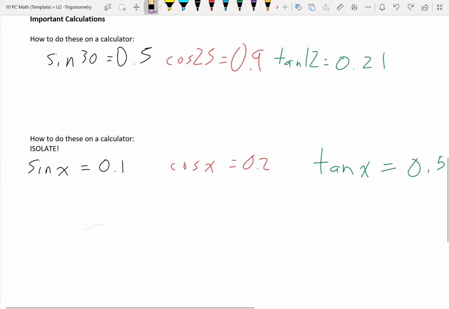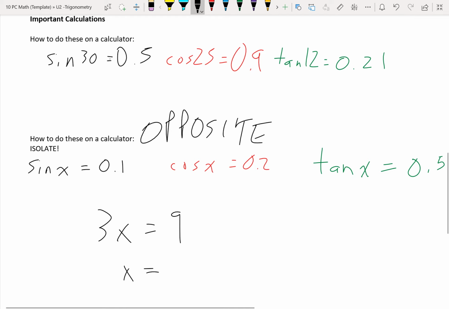So you need to think back to last year when we did algebra. When we had questions like this, 3x equals 9, we wanted x by itself. So we had to get rid of the 3. And to get rid of the 3, we always did the opposite. So the opposite here, this is multiplication, so the opposite was division. And we do it to both sides. So we're going to do the same thing here. We need to get rid of sine. So we need to do the opposite of sine. The opposite of sine is this thing called inverse sine, which looks like this.